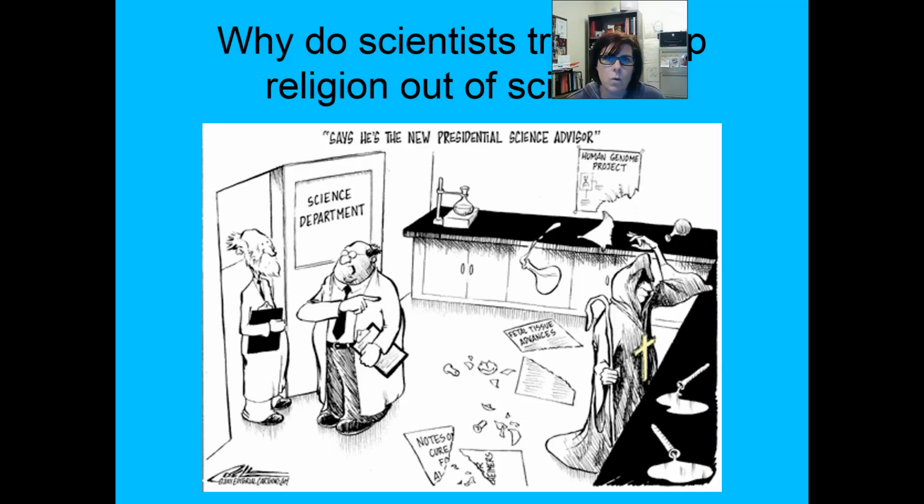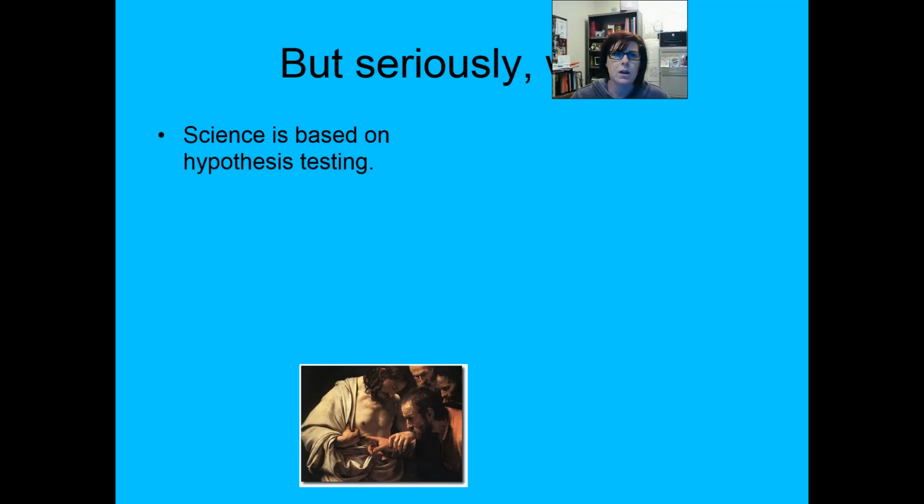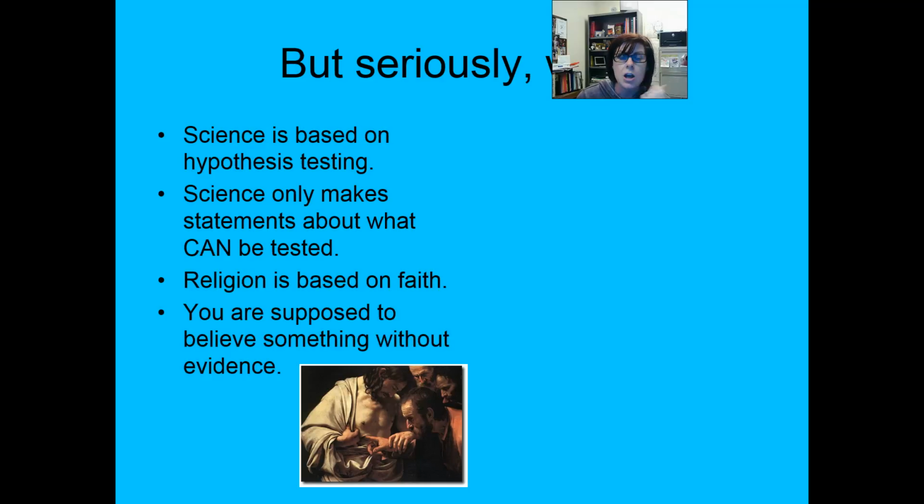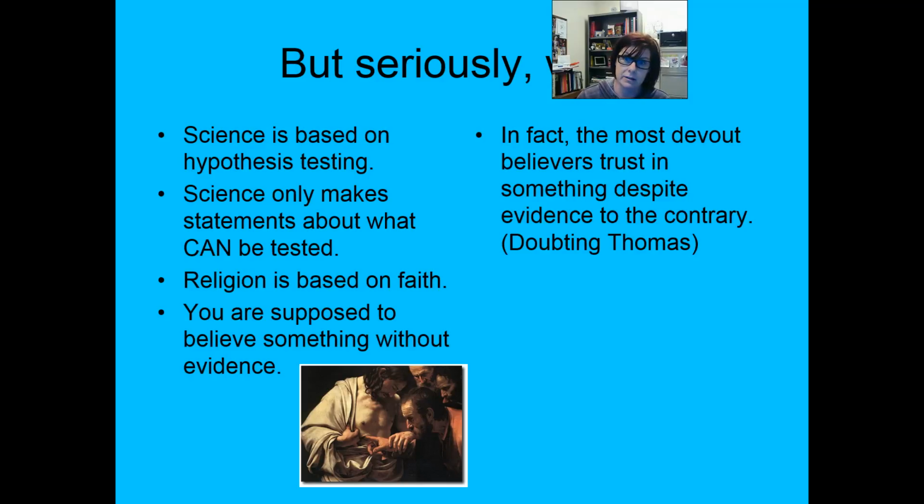And now, lastly, why do scientists try to keep religion out of science? Well, remember that science is based on hypothesis testing. And to be a valid scientific hypothesis, you have to be able to test that hypothesis. Science only makes statements about what can be tested, whereas religion is based on faith. It's supposed to be based on faith, right? You're supposed to believe something in religion on blind faith without any evidence. Most devout believers trust in something despite evidence to the contrary.